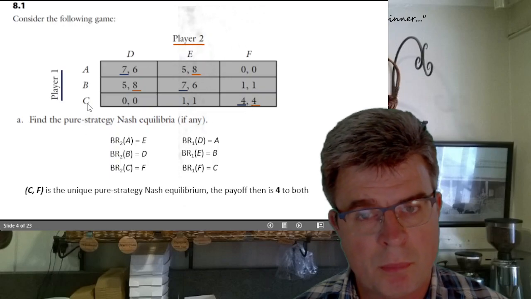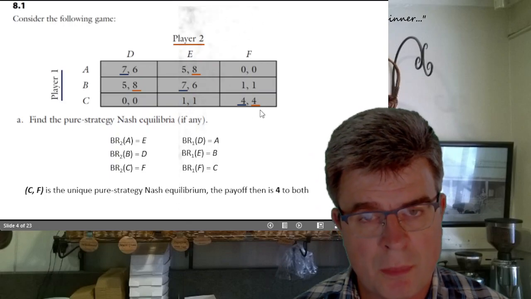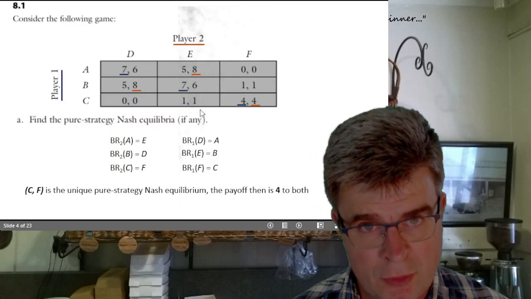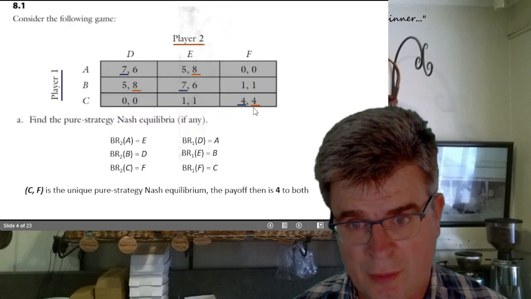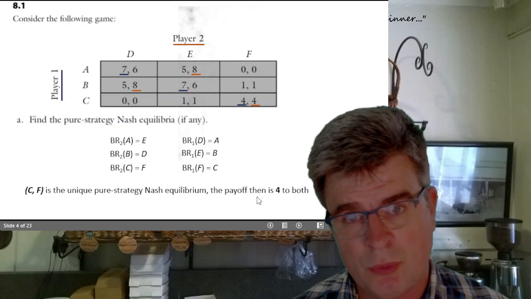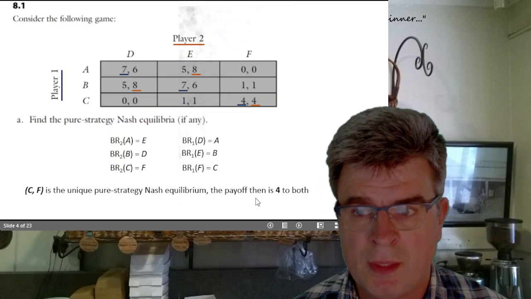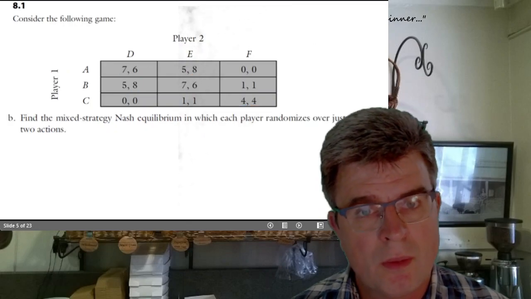Given that player 1 plays C, player 2 is not better off by deviating to a different action than action F. In this case, the payoff to both players is equal to 4. And this completes question A. In question B, we step it up.